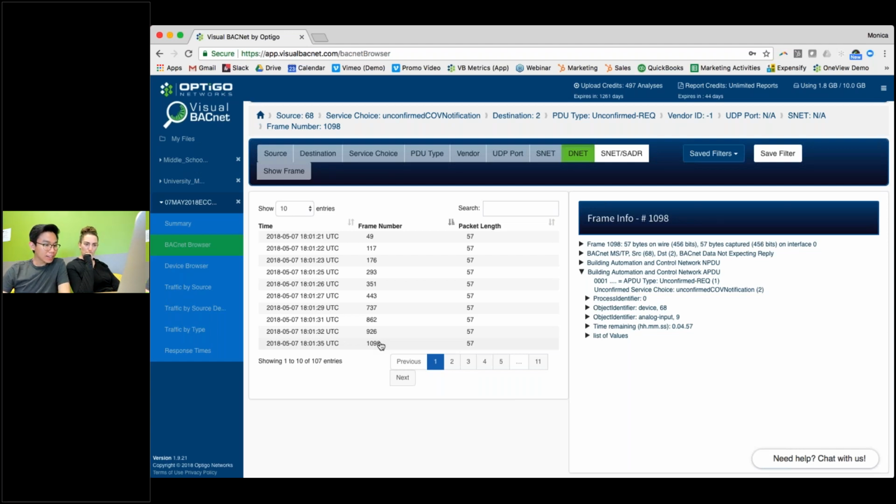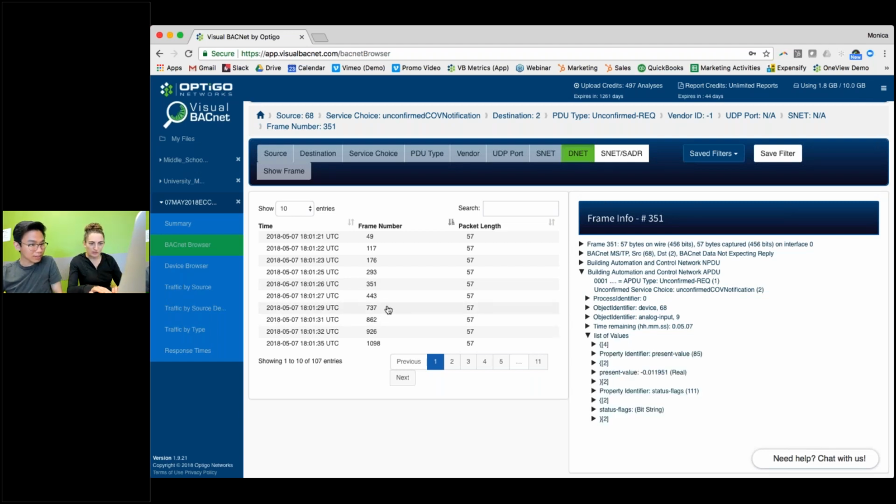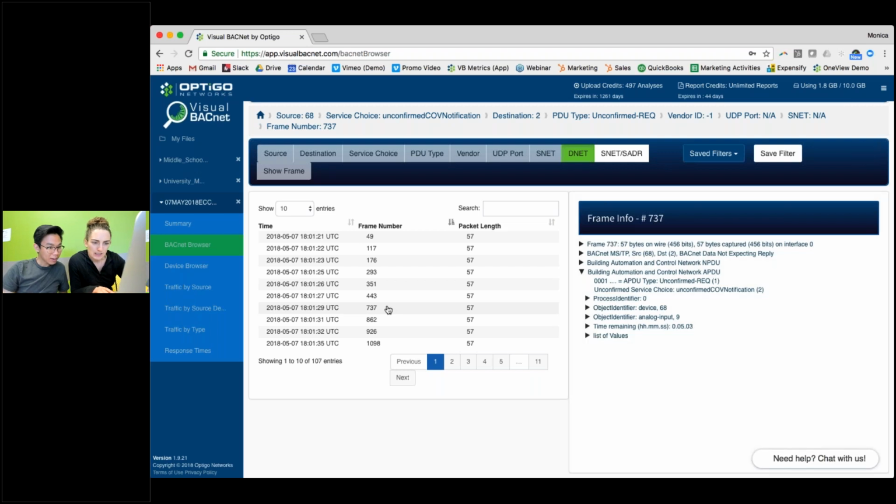It looks like device 68 and analog input 6 and analog input 9 are the ones that are too sensitive. Right here you can see analog input 9, and almost all of these are 6, 9, 6, 9. Then we can even go in and look, let's see if I can choose the right ones. 9 is at negative 0.009.